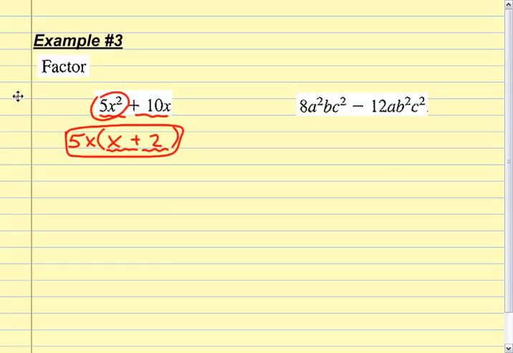Okay? Now let's look at the next one. They have more variables, but it's the same thing. Jordan, what number goes into both this term and this term? 4 does. Okay? How many a's can I get from each one of them? I can only get 1, right? I could get 2 from this one, but I can only get 1 from that one. How many b's can I get from both of them, Jordan? 1. How many c's can I get from both of them? 2. So I'm going to write c squared. All right? Now I'm going to put my parentheses.